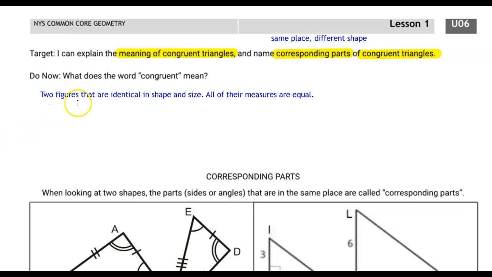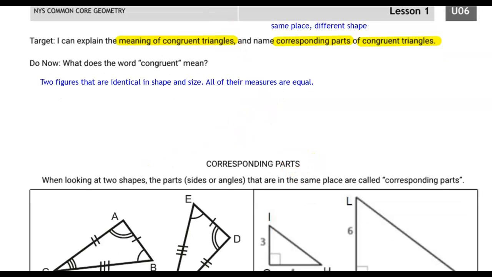All right, the definition that I like to use with students is that all of their measures are equal, and as an aside to that, two figures that are identical in shape and size are congruent. If they're identical in shape and size, that means that their shape, for example, if it's two triangles, is exactly the same, and the size, in other words the size of the sides and the size of the angles, are also the same. So all of their measures are equal.